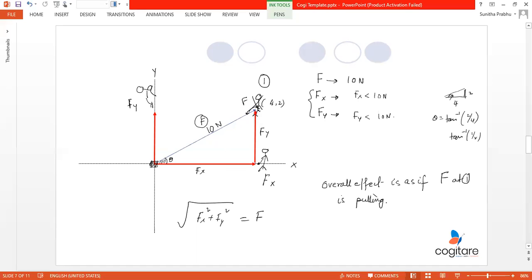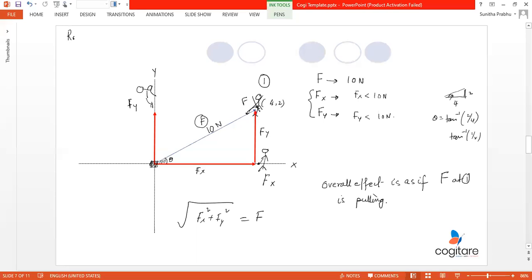Then the relationship you can establish using the Pythagoras theorem: adjacent square plus opposite square should be equal to hypotenuse square. And from that, we can say square root of Fx square plus Fy square is equal to F. Do you guys agree to this? Yes, sir. Okay, so this is what is called resolution.